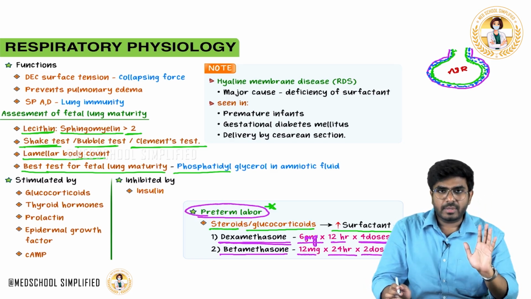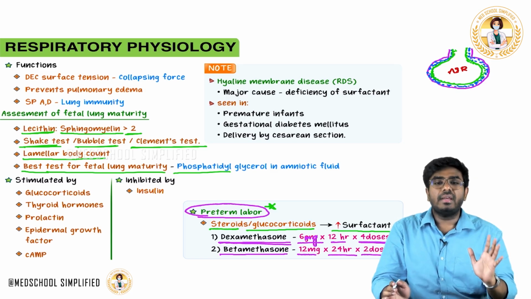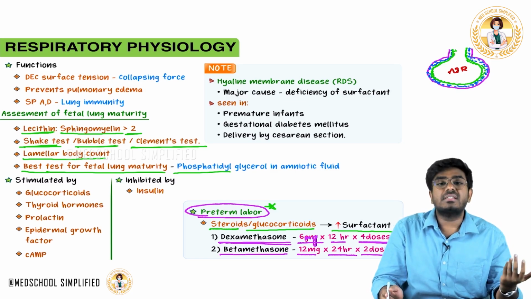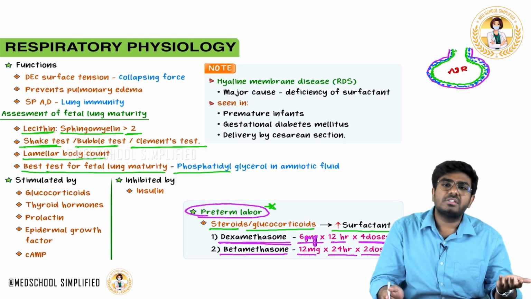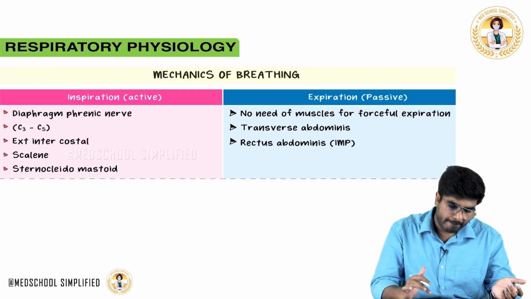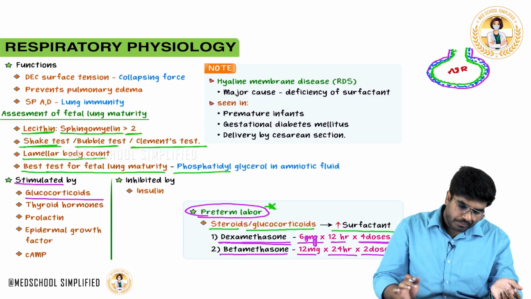In preterm labor, what's the main problem? You are worried whether the baby is having a proper amount of surfactant or not. So in order to increase the surfactant production, what are we giving? Steroids. Why are we giving steroids? Because steroids will stimulate the surfactant production.